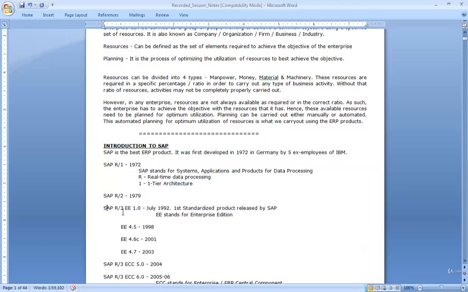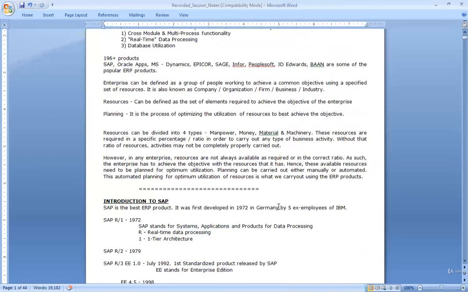The next product was slightly different from the earlier products, and it was named SAP R3 EE 1.0. In this, SAP stands for Systems, Applications and Products, R for Real-Time Data Processing, 3 for Three-Tier Architecture, and EE stands for Enterprise Edition. And this is considered the first standardized product released by SAP. Now, what do we mean by this standardized product?